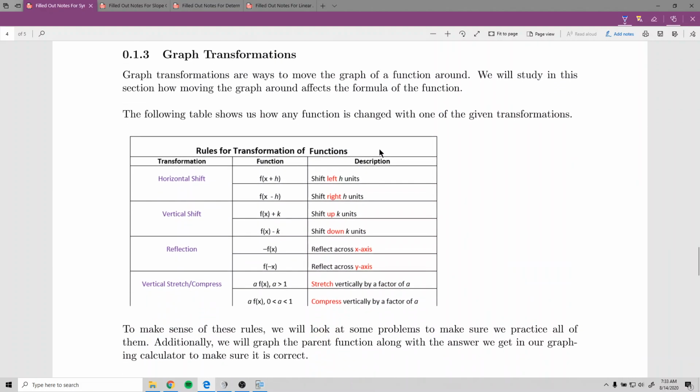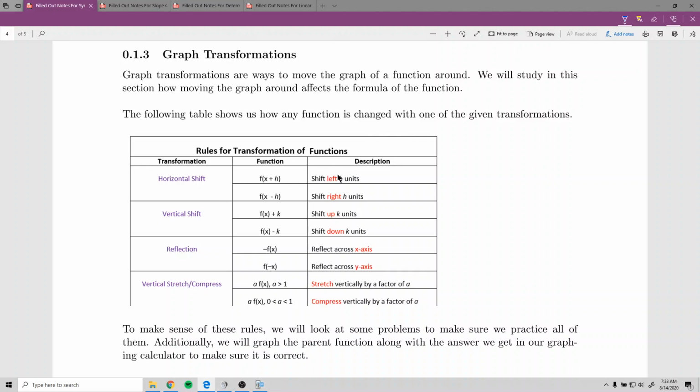Right, so finally, the main part of this section is graph transformations. Graph transformations are ways to move the graph of a function around. And what we'll study in this section is how moving a graph affects the formula of the function. So here I have a little chart, rules for transformations of functions.